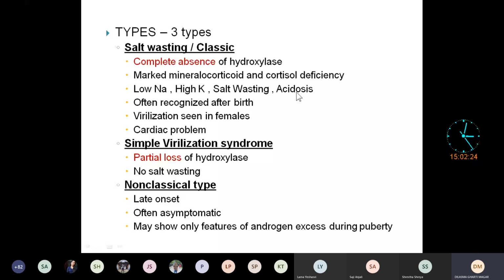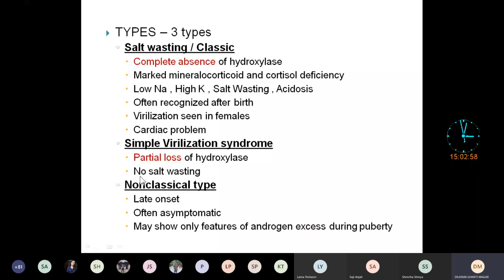So this salt wasting system, or the classical one, is recognized after birth, and it will show virilization in the case of females. There will also be some cardiac problems. The second one is the simple virilization syndrome. Here there is a partial loss of the hydroxylase enzyme, so there is no salt and water loss. No salt wasting will be there as in the first one.